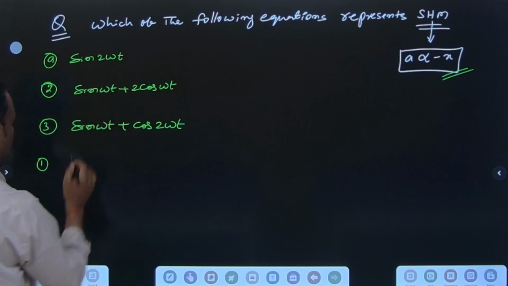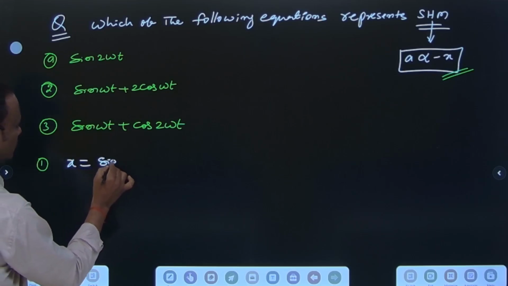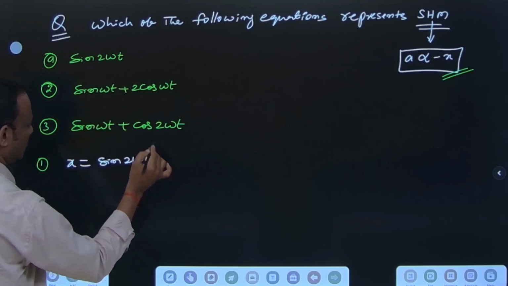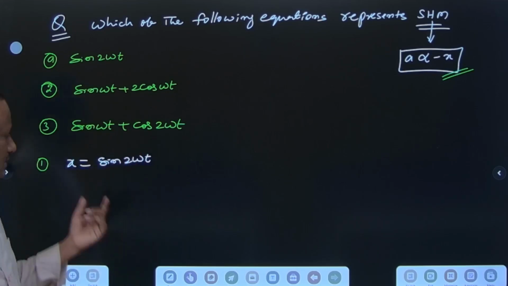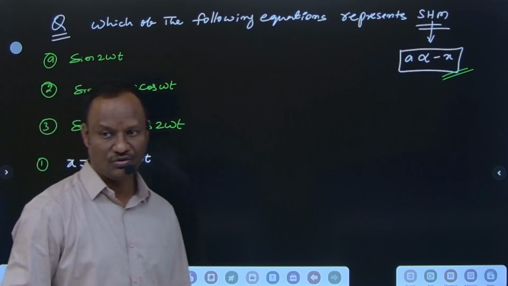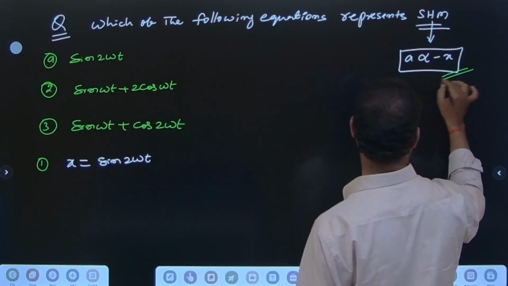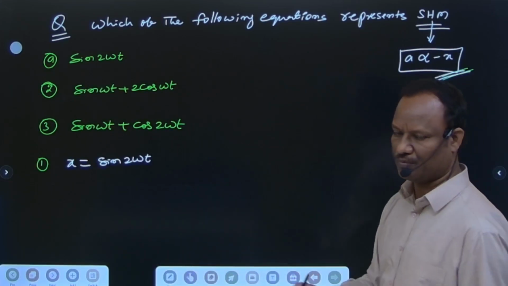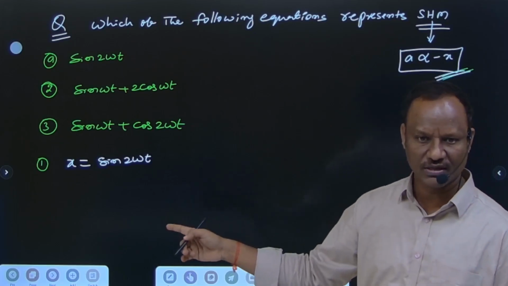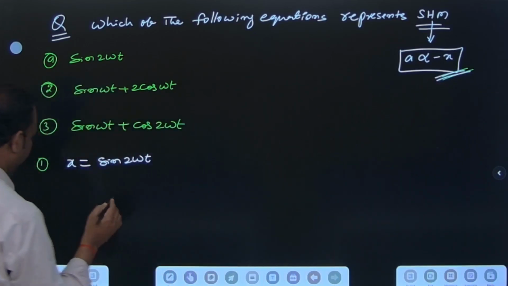For the very first case, let it be X is equal to sin 2 omega t. It's x. You find v, then you find a. If it satisfies this condition, A proportional to minus x, it executes SHM. Careful on this.